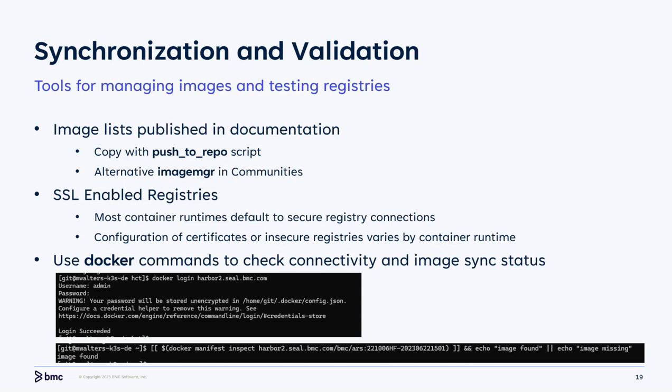And there are also commands. So the bottom example there, manifest inspect, allows you to validate if an image exists on a registry server. So perhaps once you've finished synchronizing everything, you want to run through and check that you've got them all. You can use a command like that, or you can use, say, the image manager that I mentioned earlier, which has an option to do validation based on a list of files.